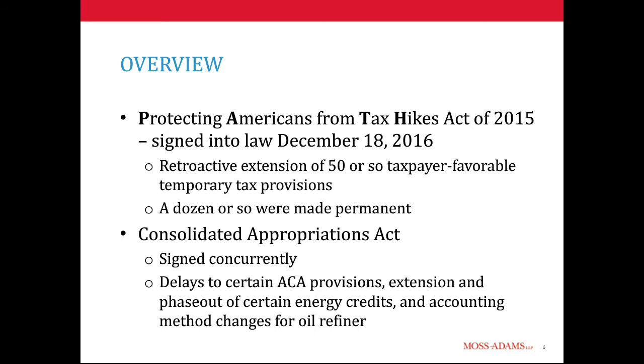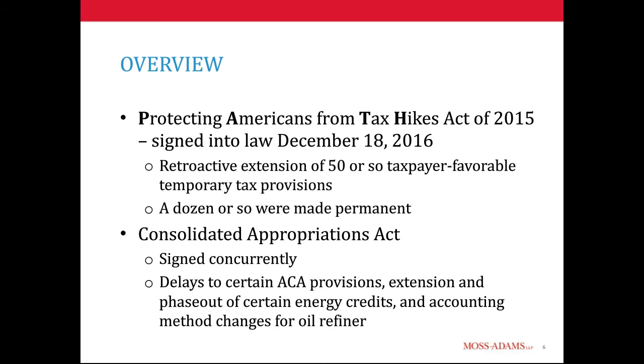Signed into law concurrently with the PATH Act was the Consolidated Appropriations Act, which kept the government funded, which is important, delayed certain Affordable Care Act provisions, extended and phased out certain energy credits, and created an accounting method change related to transportation costs for oil refiners, which I'm sure was very important to them. Our focus today will be on the tangible property incentives, research and development credit, and hiring credits, but in fact the PATH Act included much more.